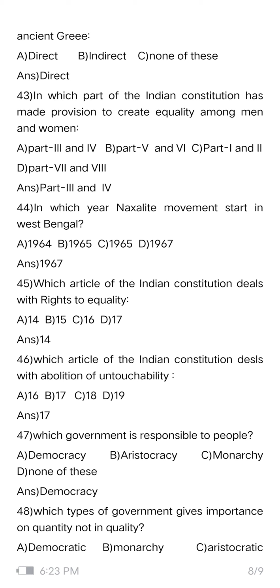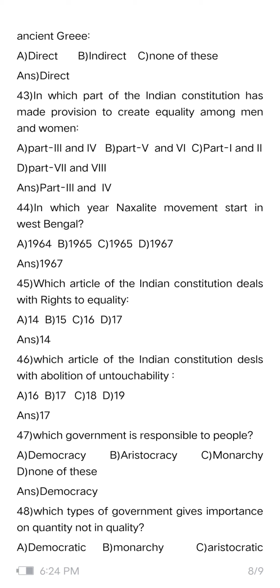Next question is, in which year did the Naxalite movement start in West Bengal? Option A, 1964, option B, 1965, option C, 1966, and option D, 1967. Our right answer is 1967.